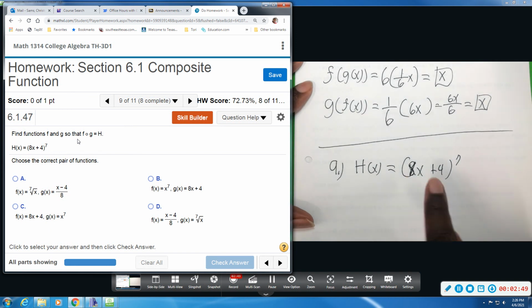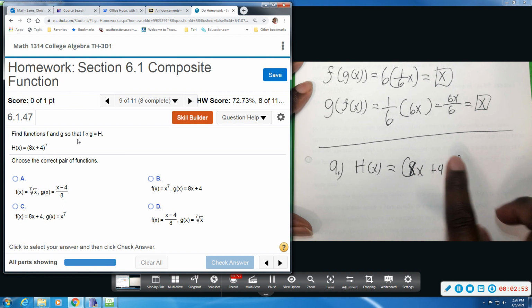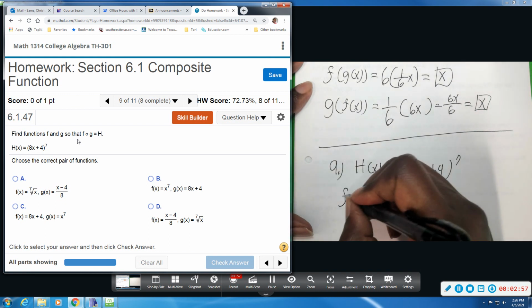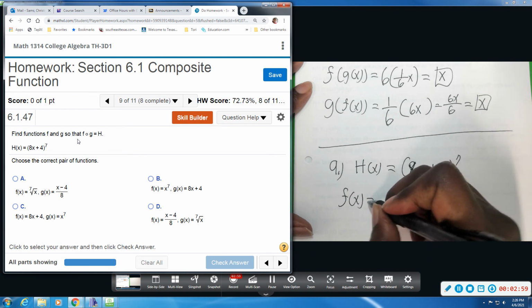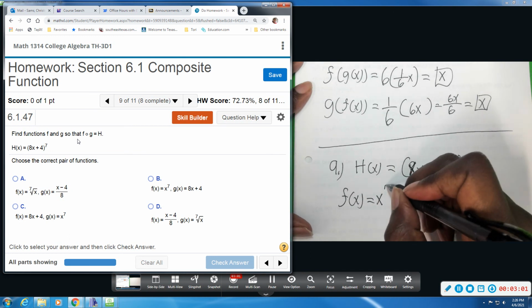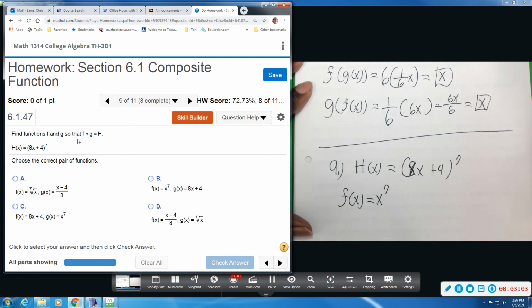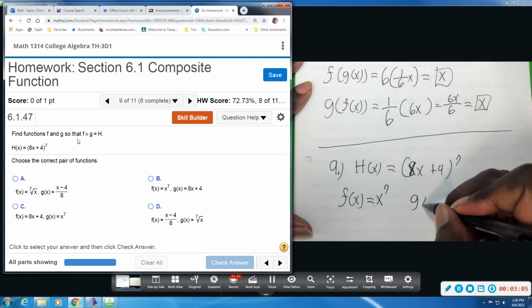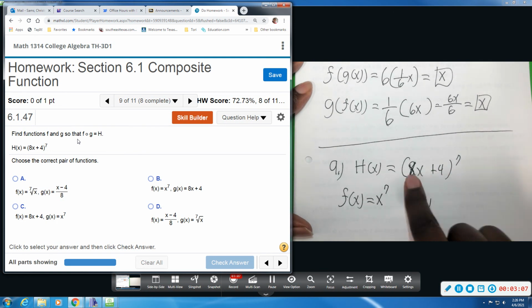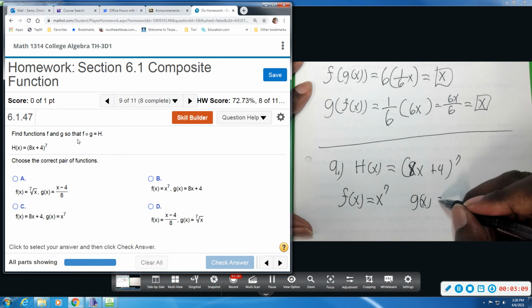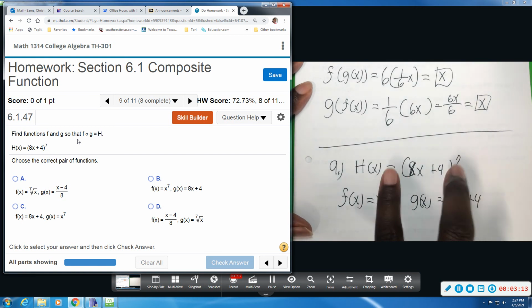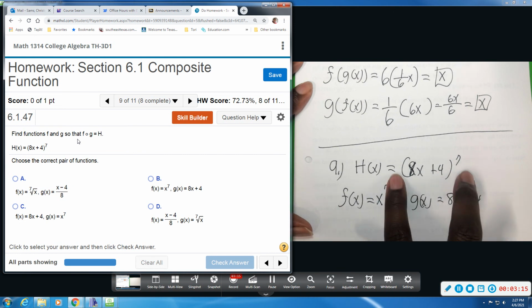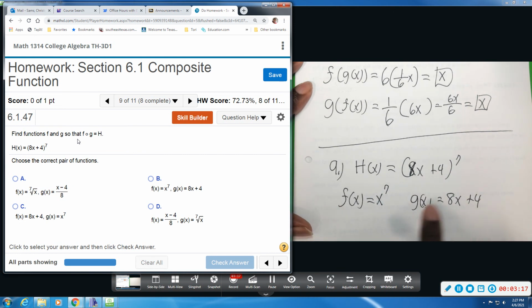Okay, so there's an outer function and an inner function. So the outer function to the 7th power, I just replace all of this, and I'll say, okay, f of x, one possibility is x to the 7th power. So this is what we start out with, and g of x equals the inside, what we replace. So that's going to be 8x plus 4. This is one way that will always work. Find the outside function and the inside. The inside is what got plugged in.